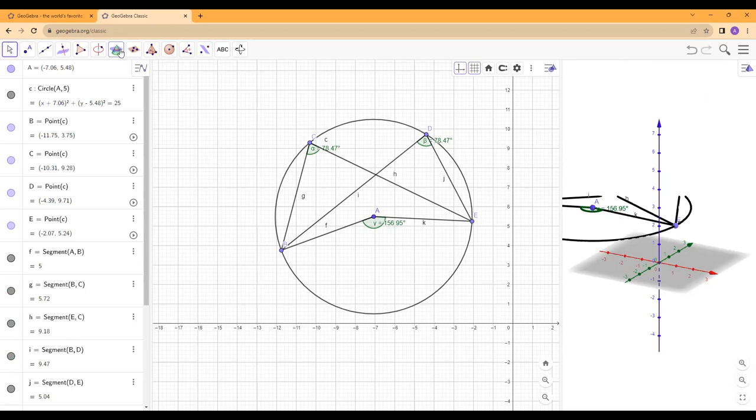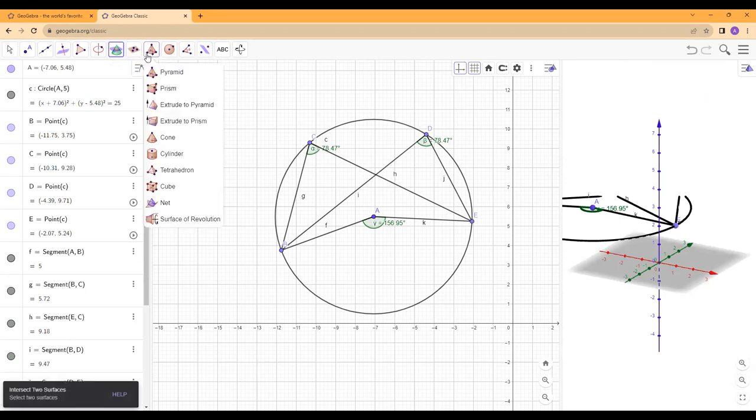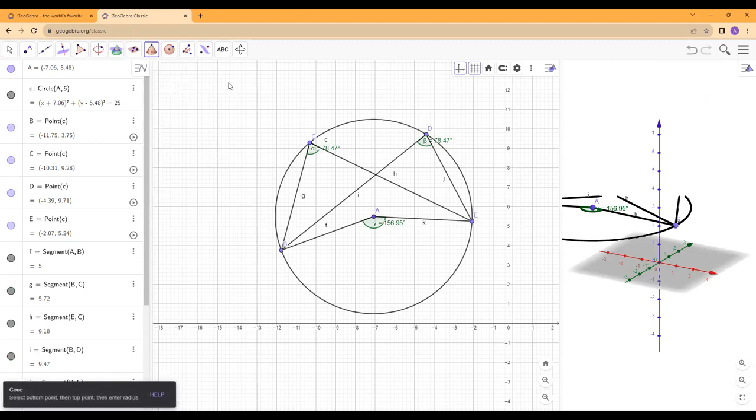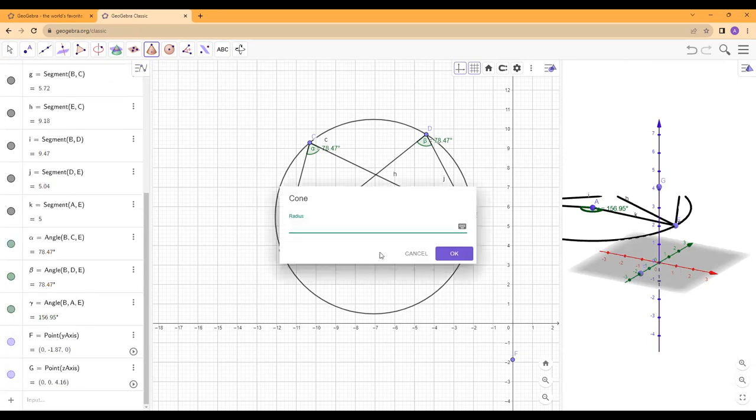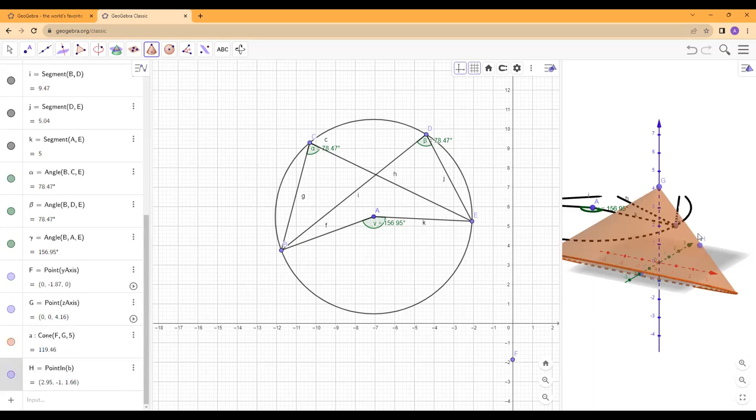If you want to make a cone, how can we make a cone? For the cone, we have to put the points, and now we can put the radius. So I'm taking 5 centimeters.